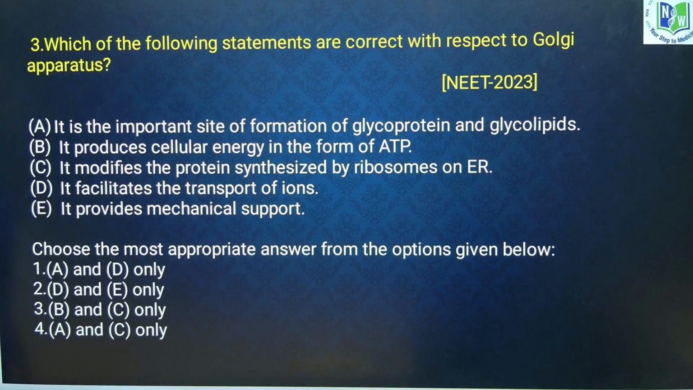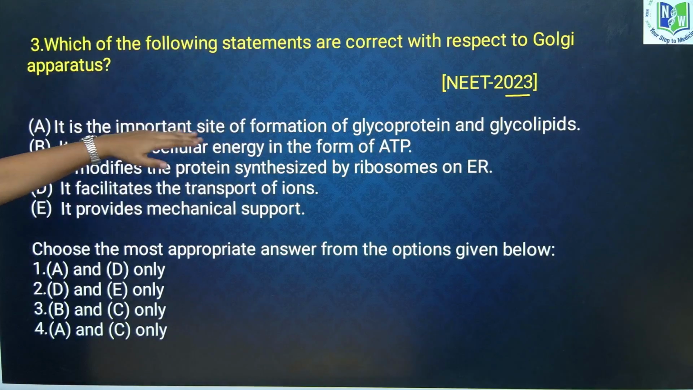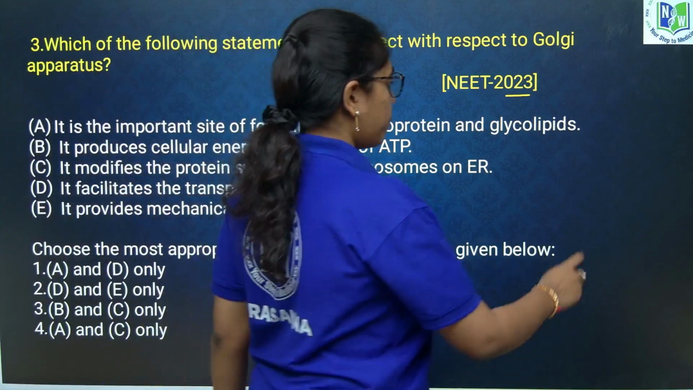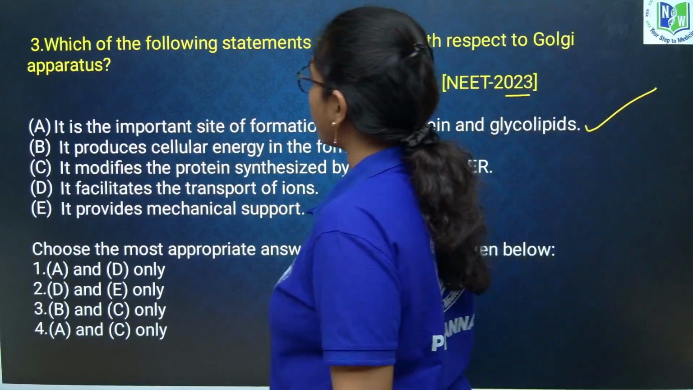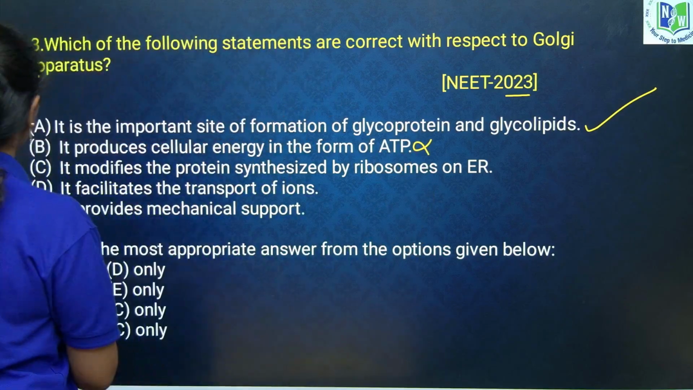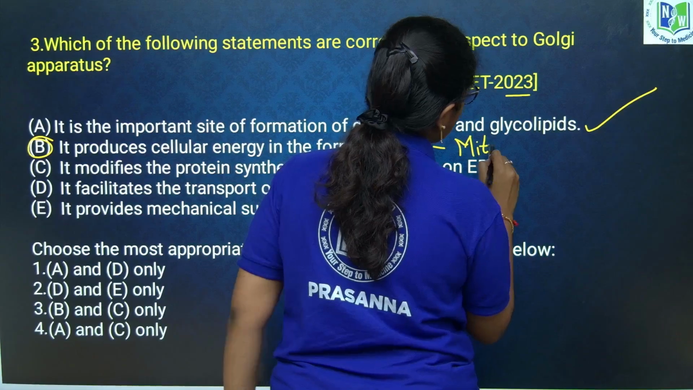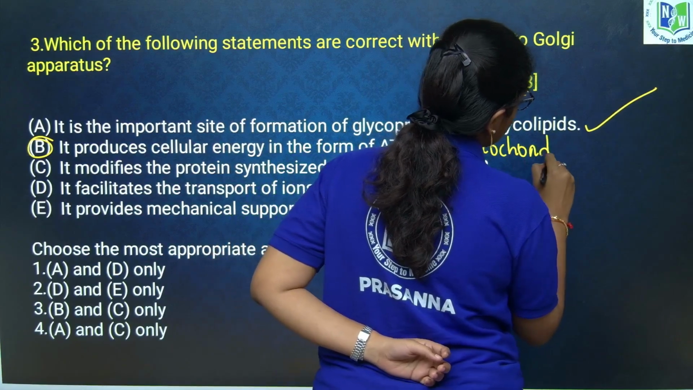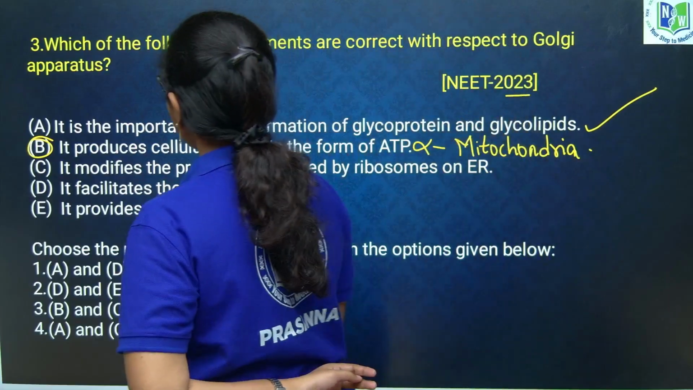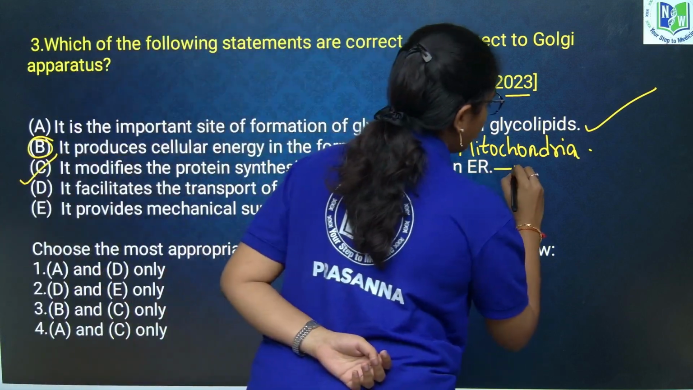Which of the following statements are correct with respect to Golgi, he is asking, which was asked in the year 2023. It is an important site for formation of glycoprotein and glycolipid, already discussed in the 2024 question. It produces cellular energy of ATP. Wrong. The cellular energy of ATP is produced by mitochondria, which is the powerhouse of the cell. It modifies the protein synthesized by ribosomes on ER. Correct. It modifies the proteins of rough endoplasmic reticulum.